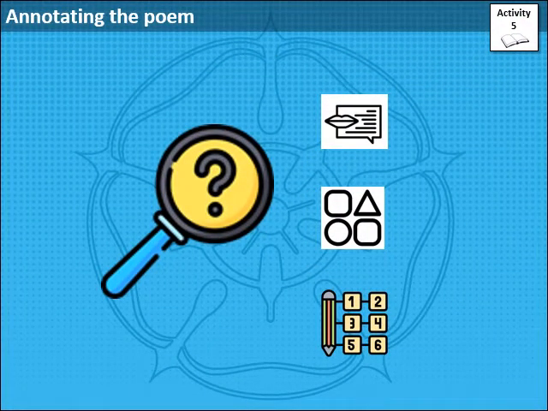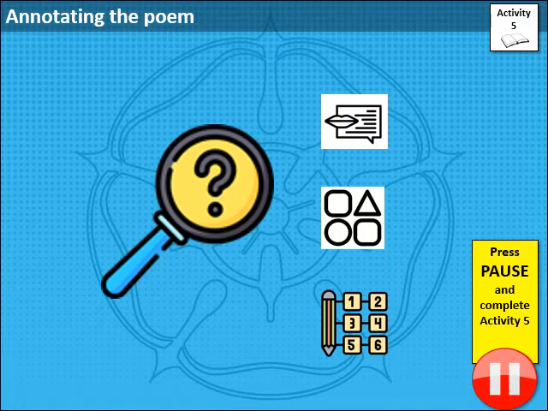Now it's time to examine the poem in detail and look at the writer's use of language, form and structure. Use the questions from lesson 1, what to look for in a poem, and the terminology in your poetry anthology and writer's methods knowledge organisers to help you annotate the poem. The first 4 lines have been done for you as an example. You should take your time with this activity, press pause, complete the annotations and press play to move on.